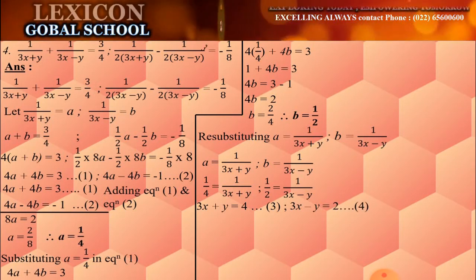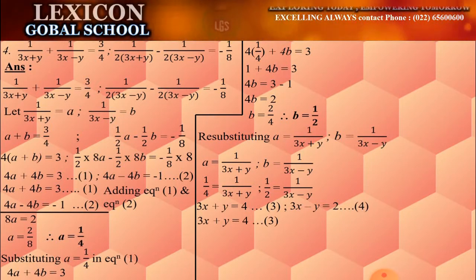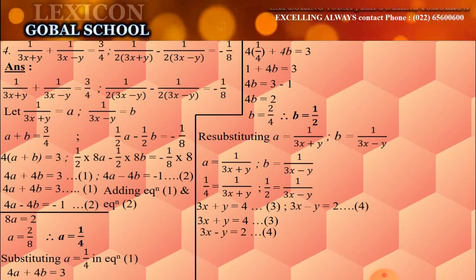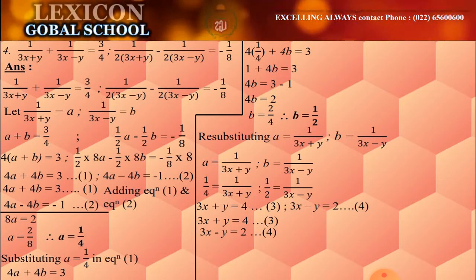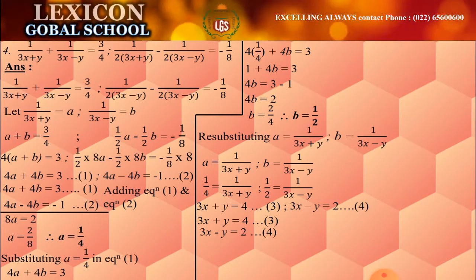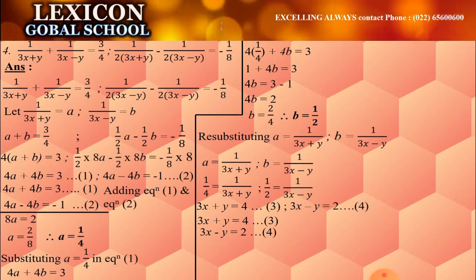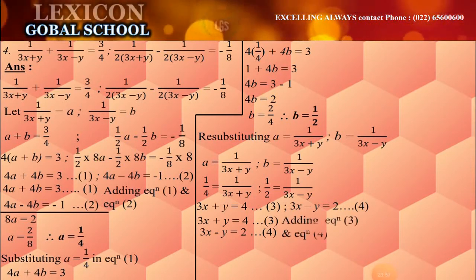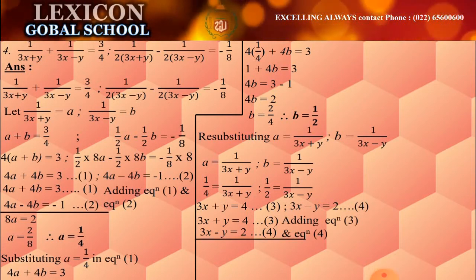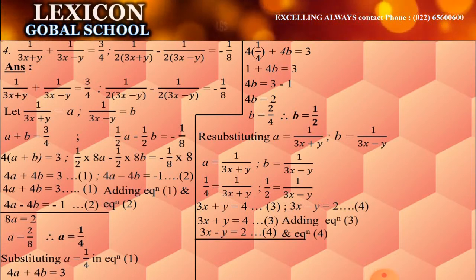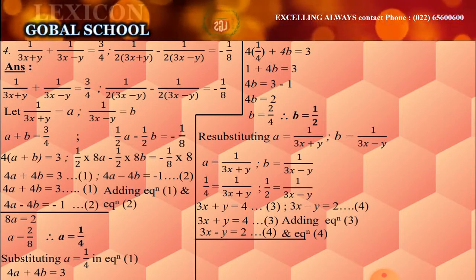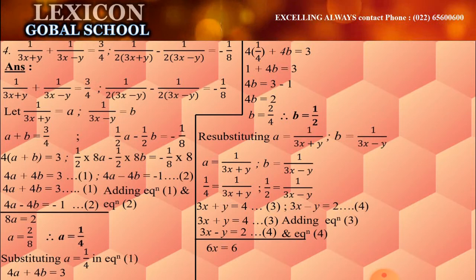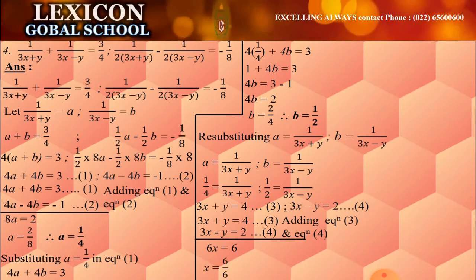When you simultaneously solve both the equations, that is 3x + y = 4 and 3x − y = 2, as you can see, the coefficients of y are same and the signs are also opposite. Therefore, we can carry on the operation of addition, adding equation 3 and equation 4. So, 3 + 3 will give me 6x, y gets cancelled, 4 + 2 will give me 6. Therefore, x = 6/6, x = 1.